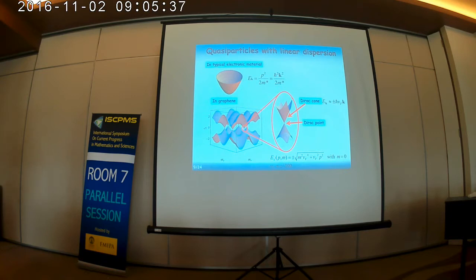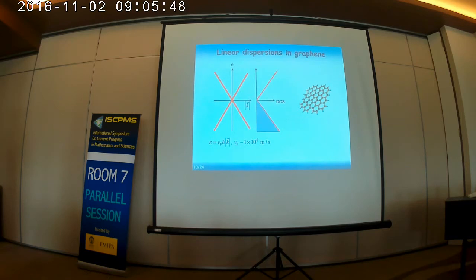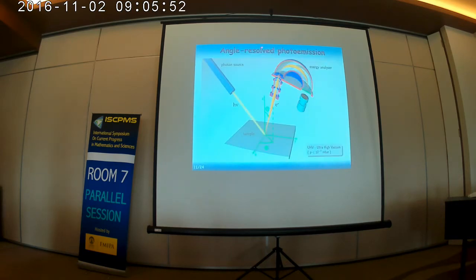Experimentally, how can we confirm this linear dispersion relation of the conduction band and the valence band? The first way to find out is doing angle-resolved photoemission experiments.